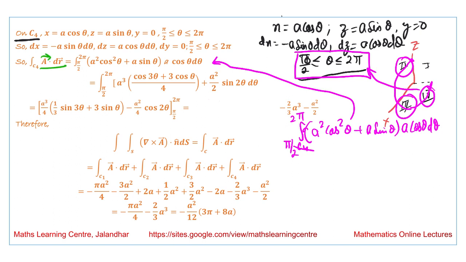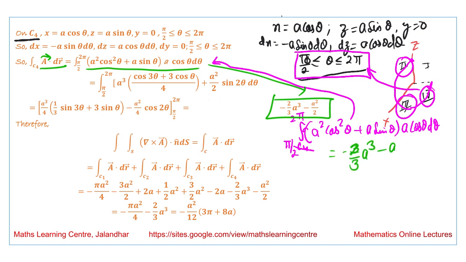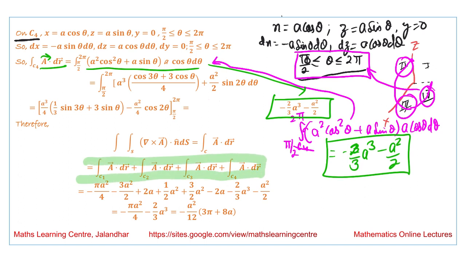This is A vector dot dr vector. We obtain this integral, and on solving it, the answer we obtain is equal to minus 2 by 3 a cube minus a square by 2. So the total value is the sum of all these values, the sum of all these 4 integrals that we have obtained.